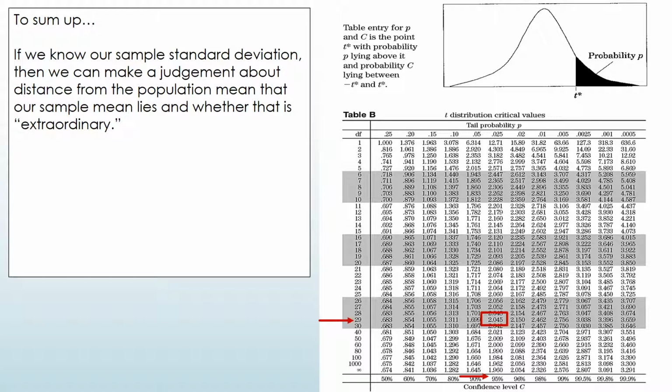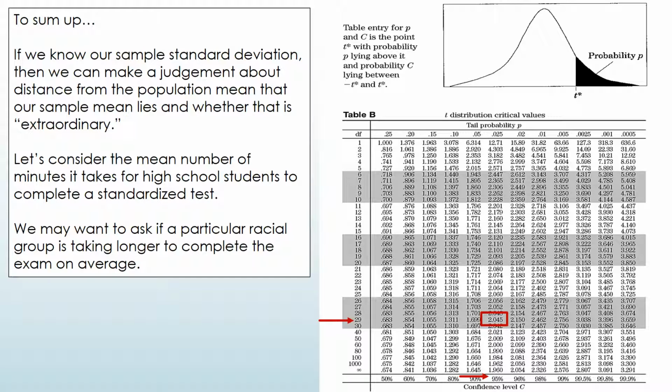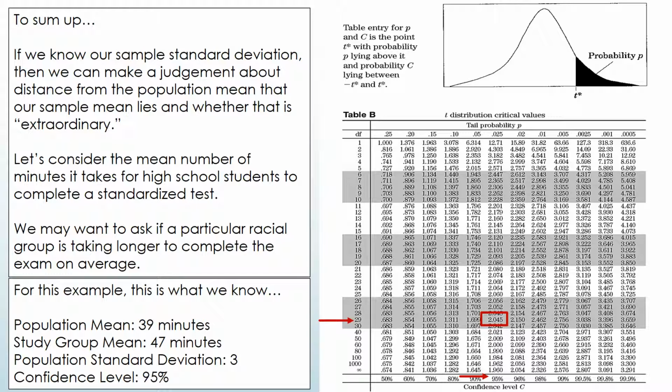One more example. Let's consider the mean number of minutes it takes for high school students to complete a standardized test. We may want to ask if a particular racial group is taking longer to complete the exam on average. This can occur due to cultural differences between groups of students. For example, this is what we know. Population mean is 39 minutes. Study group mean is 47 minutes. Population standard deviation is 3, and we're selecting a confidence level of 95%.